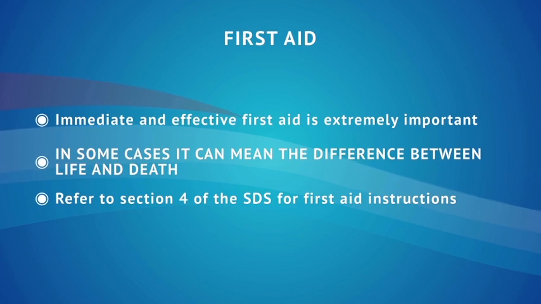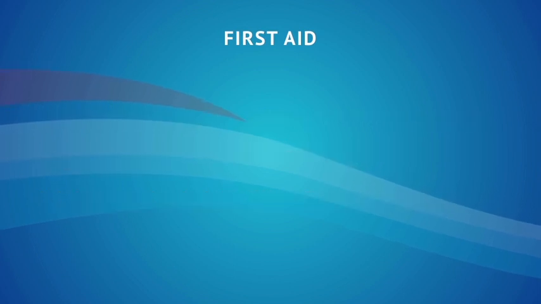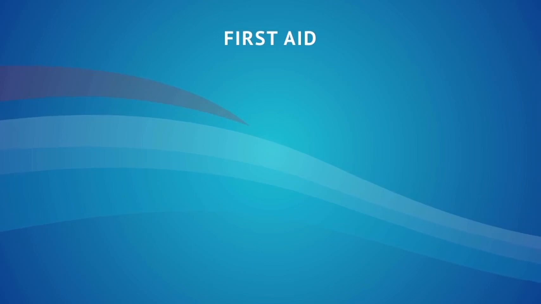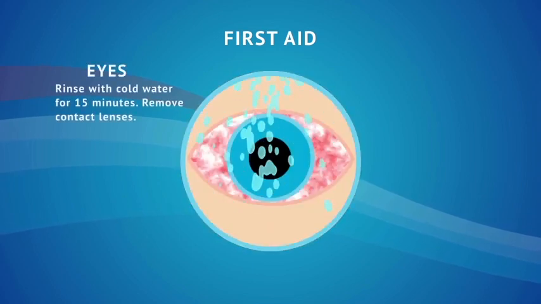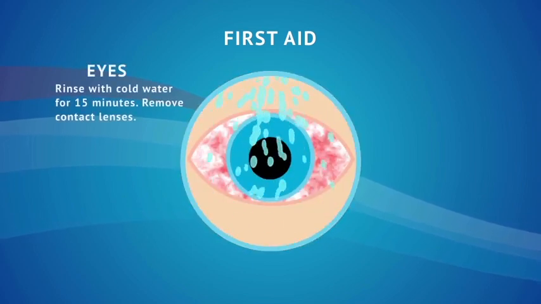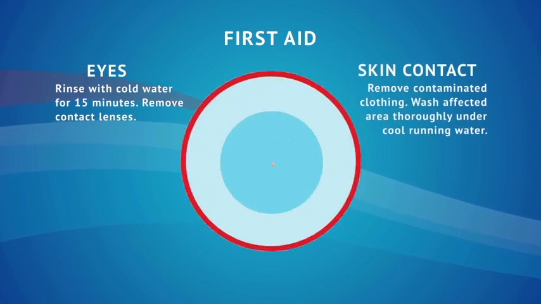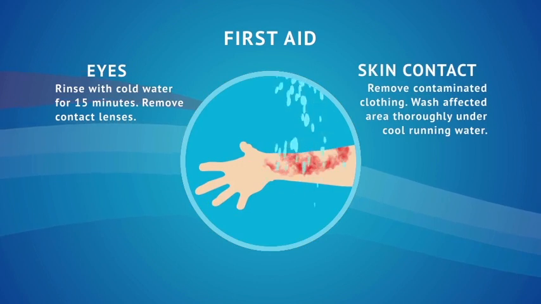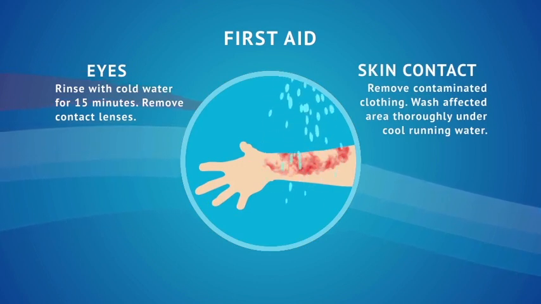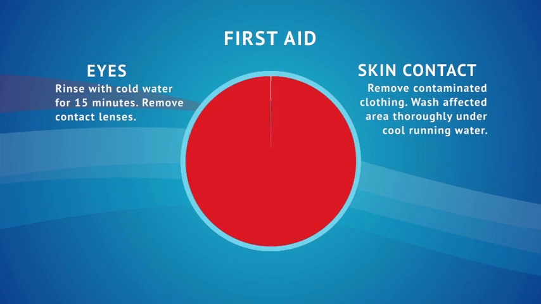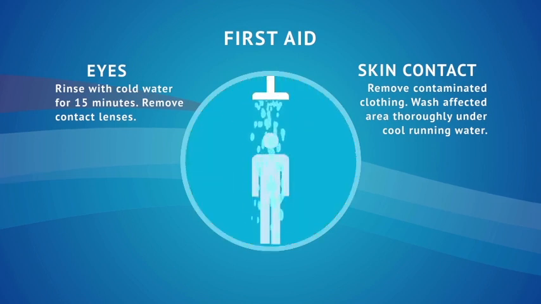Different chemicals have different ways of treatment, but as a general rule of thumb, if you get a chemical into your eyes, always rinse eyes with running water for 15 minutes, and remove contact lenses if applicable. If you get chemicals on your skin, remove contaminated clothing and flush skin with running water. If large areas of the body were exposed, use a safety shower and flush the whole body for at least 10 minutes.